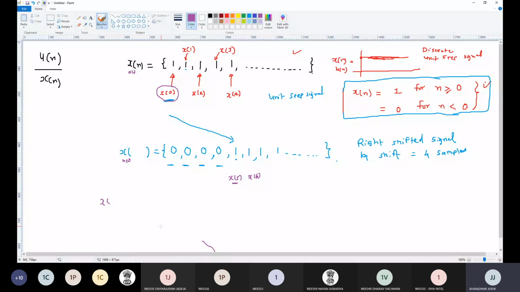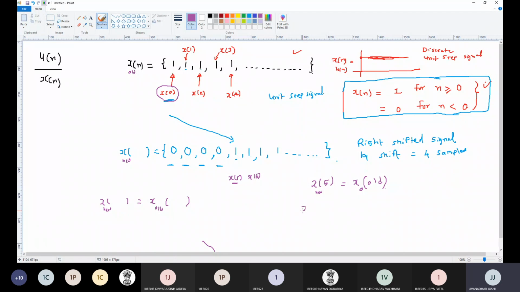X new of something equal to x old of something. We need to define this relation. And you know that x of 5 new is equal to x of 0 old. Right?